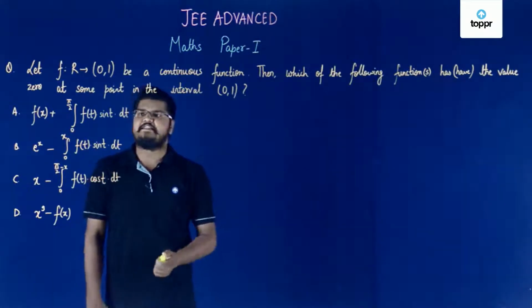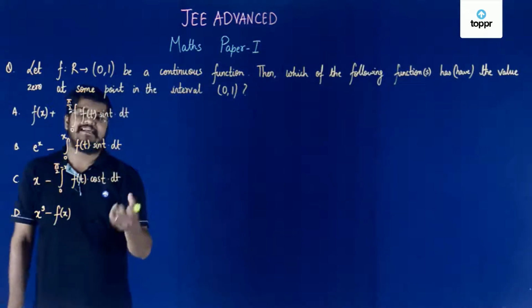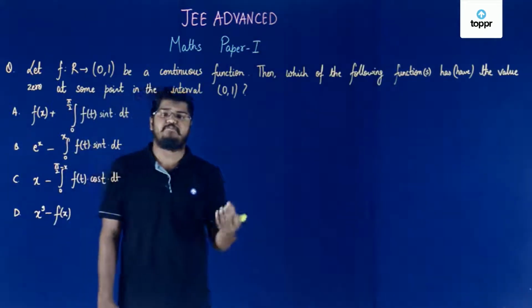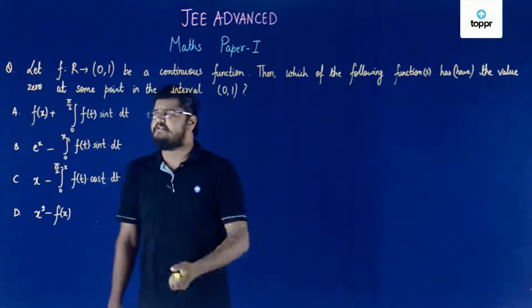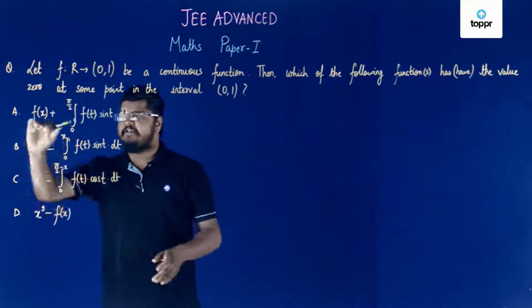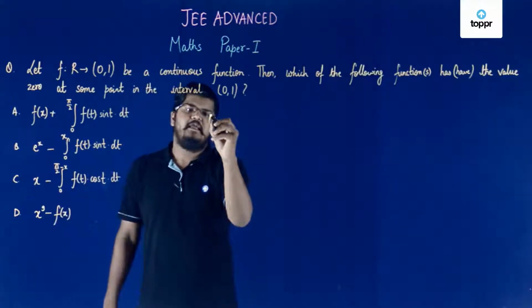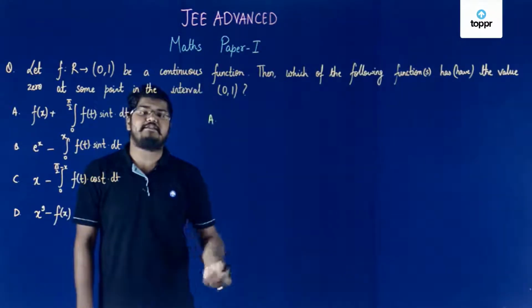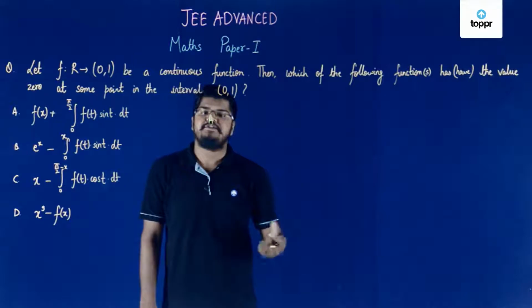Now you can see that in this particular question we have 4 options, and since this is a multiple choice question, we are going to see this question option by option. Now let's start with the first option, that is option A, and in this option A we are going to consider a whole new function which will be g of x.